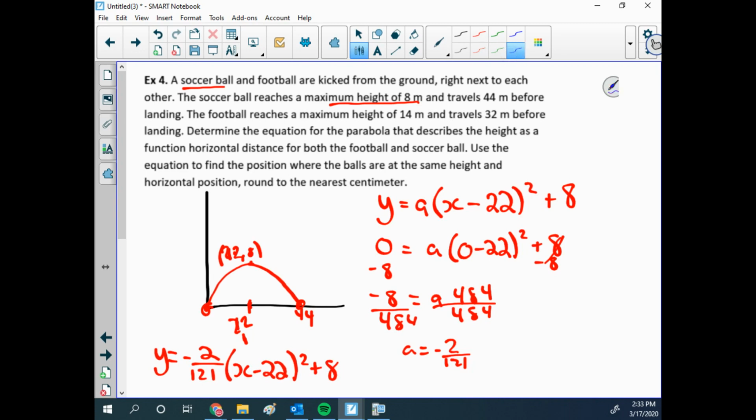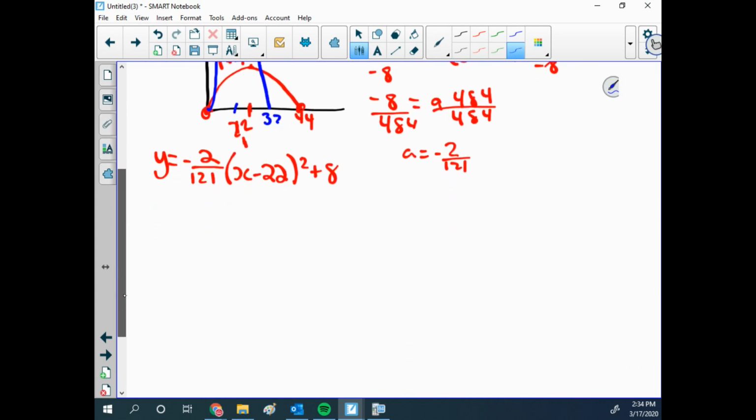Second equation is dealing with the football. So the football reaches a maximum height of 14 meters and travels 32 before it lands. So I take this football, it's going to go higher, but it lands quicker. And so here, this is 32. It reaches a maximum height of 14. The middle vertex, that axis of symmetry, is just going to be half of 32. So there's a vertex right here at 16, 14. And I'll determine the equation the same way I just did the soccer ball.